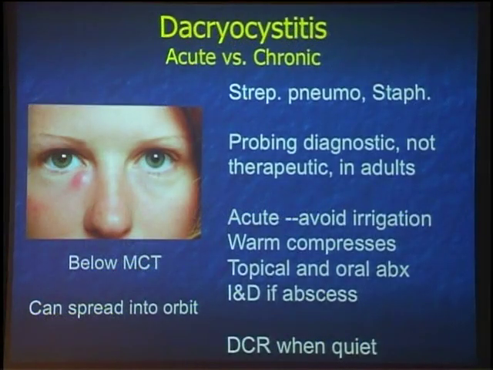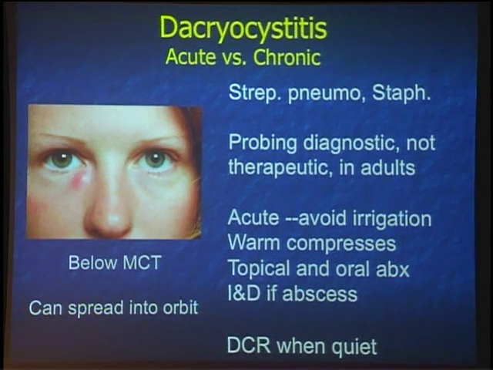So dacryocystitis looks like this. You get this red, firm, tender mass right in the area of the lacrimal sac. Sometimes if it's very tense, you can just stick a needle in it and drain it, and that'll help the patient feel better and help the abscess to resolve and get the antibiotic where it needs to be. So dacryocystitis, the most common organisms are strep and staph.